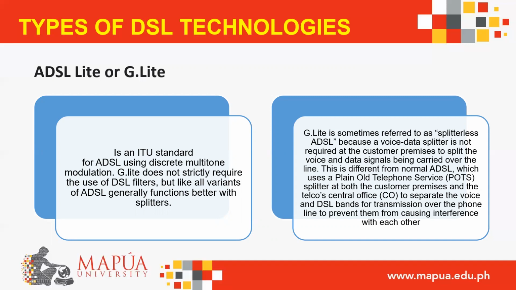This is different from normal ADSL, which uses a plain old telephone service, or what you call POTS, splitter at both the customer premises and the telco's central office, or CO, to separate the voice and DSL bands for transmissions over the phone line to prevent them from causing interference with each other.